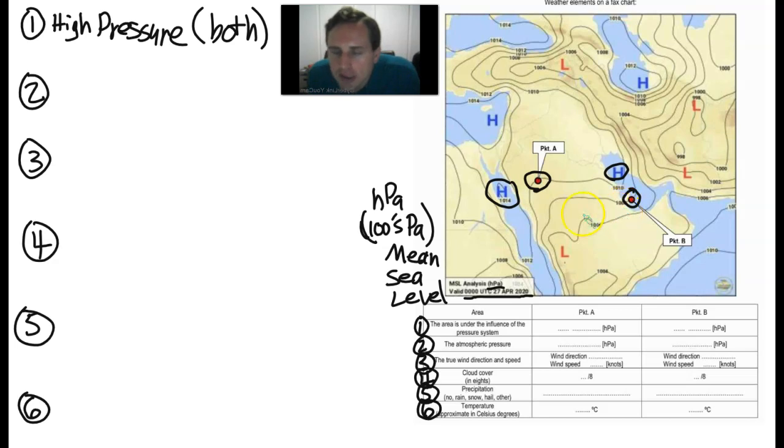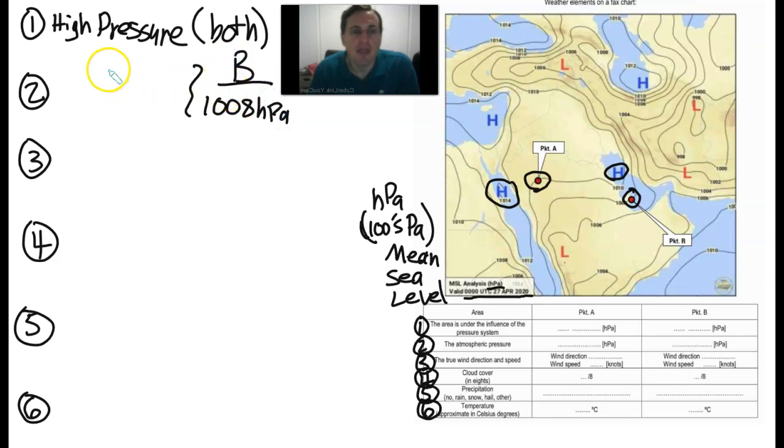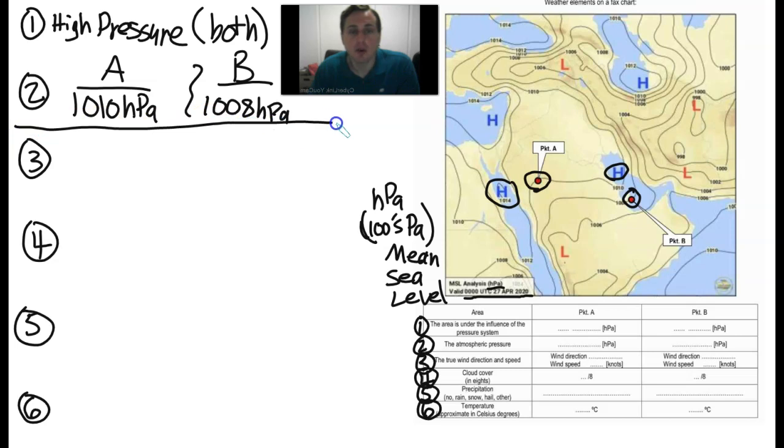So it looks like the pressure in Qatar, let's start with B, looks like that's about 1008 hectopascals. So 1008 hectopascals. This is point B. And then point A, we want this contour. So that's about 1010 hectopascals. All right, so that takes care of question number 2.